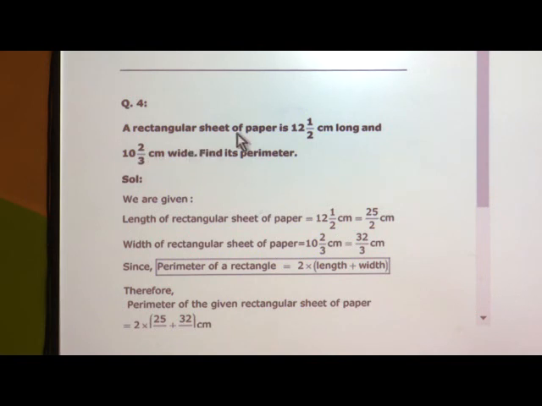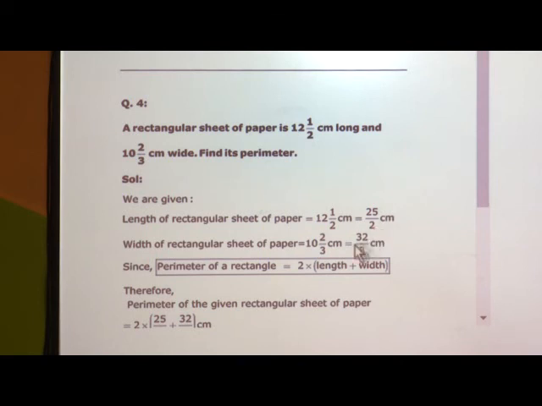A rectangular sheet of paper is 12 whole 1/2 centimeter long. Long means it is the length. So, what can we say? The length of the rectangular sheet of paper is 12 whole 1/2 and its breadth is given as 10 whole 2/3. Width or wide or breadth, all the words are the same. So, the breadth of the rectangular sheet is given as 10 whole 2/3 centimeter.